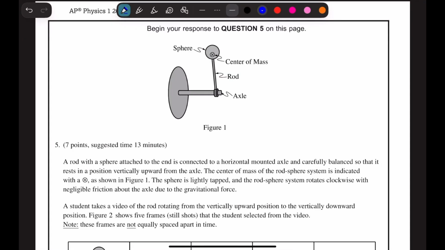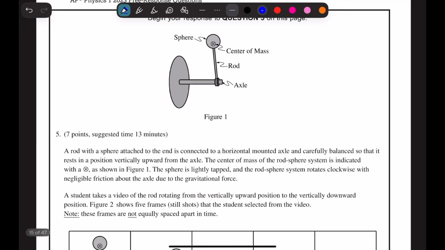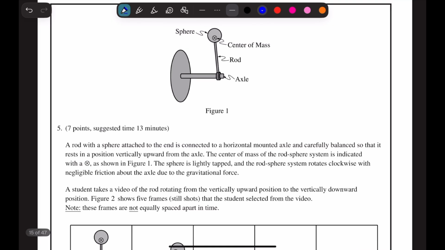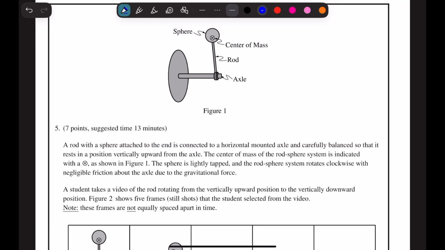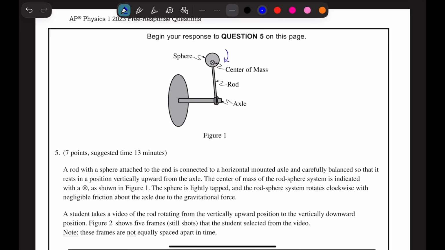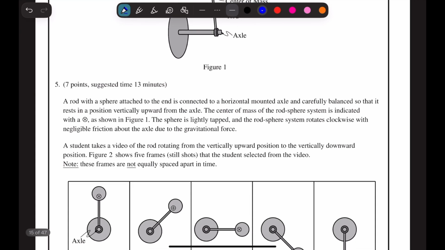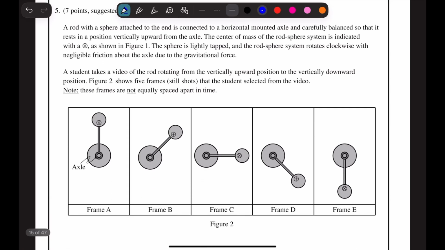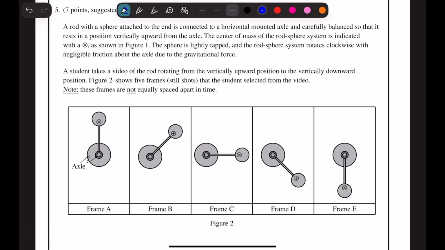A rod with a sphere attached to the end is connected to a horizontally mounted axle and carefully balanced so that it rests in a position vertically upward from the axle. The center of mass of the rod-sphere system is indicated with an X as shown in figure 1. The sphere is lightly tapped and the rod-sphere system rotates clockwise with negligible friction about the axle due to gravitational force. A student takes video of the rod rotating from the vertically upward position to the vertically downward position. Figure 2 shows 5 frames, still shots, that the student selected from the video. Note that these frames are not equally spaced apart in time.